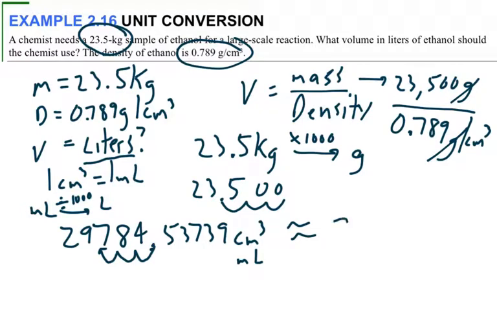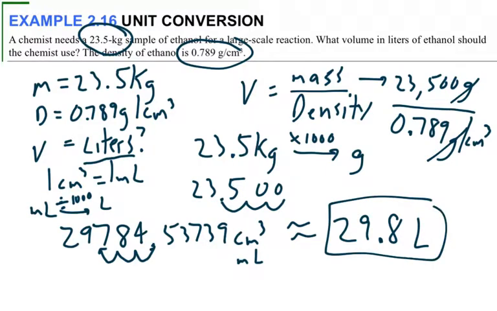So you know we got a 29 here. The decimal point is now going to be here, and then that 8 will bump the 7 up. So your answer ends up being 29.8, and it's now in liters. So not only did I convert it to liters, I also rounded to 3 significant figures.